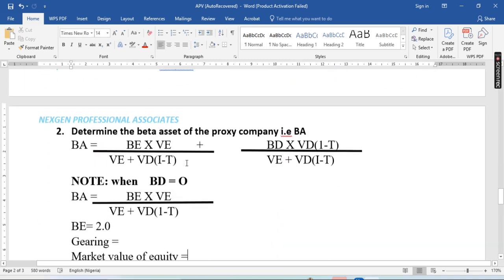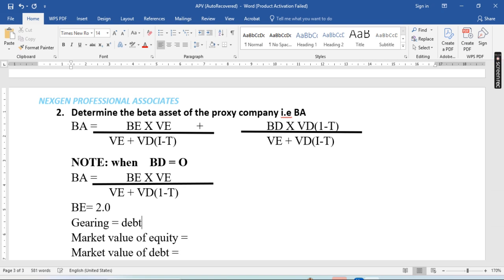Now, debt to asset, which is debt to equity, debt to assets is equal to 20%. Is equal to 20%, right? So what it means, market value of debt is 20. Okay. Debt is 20 and equity is 100. Class, debt divided by equity. 20% will be for debt, 100% will be for equity.